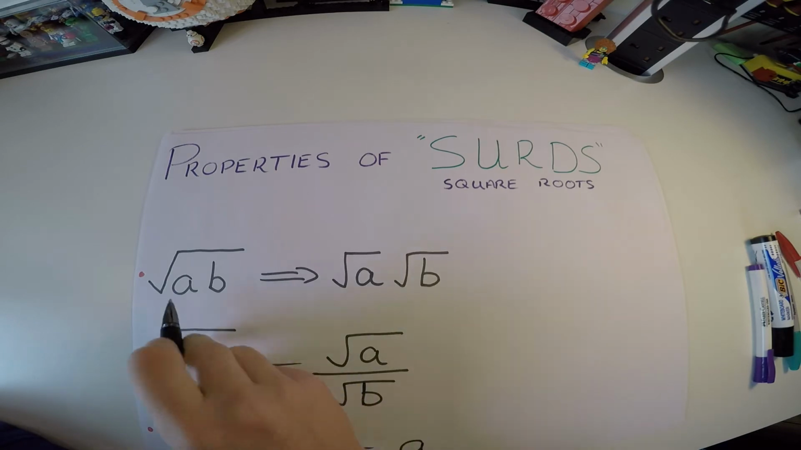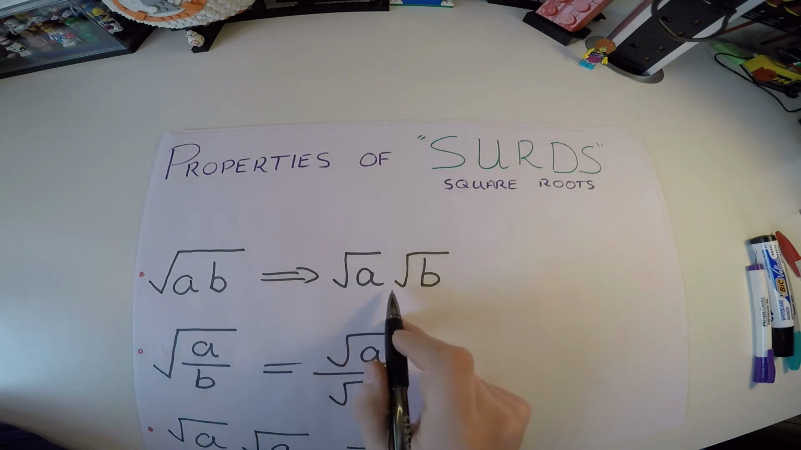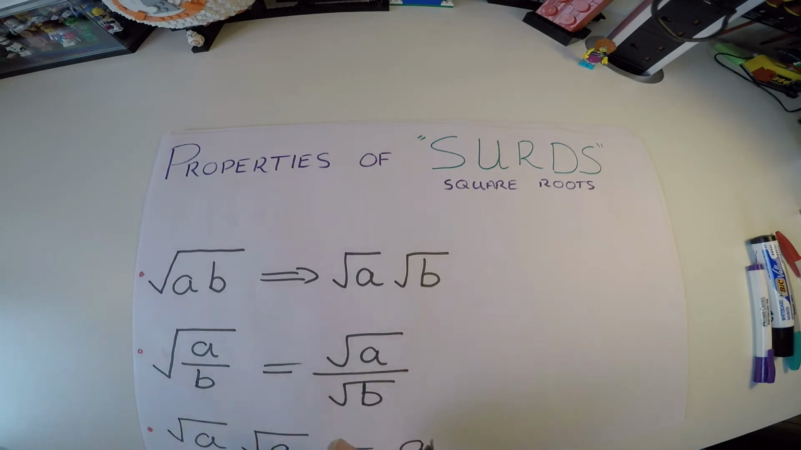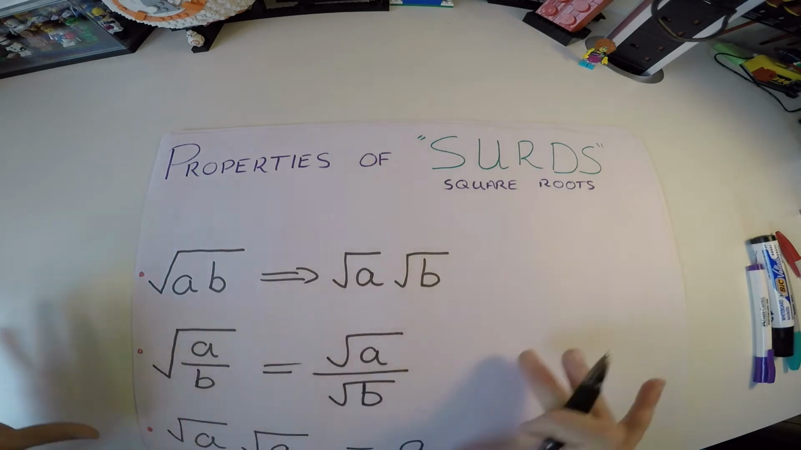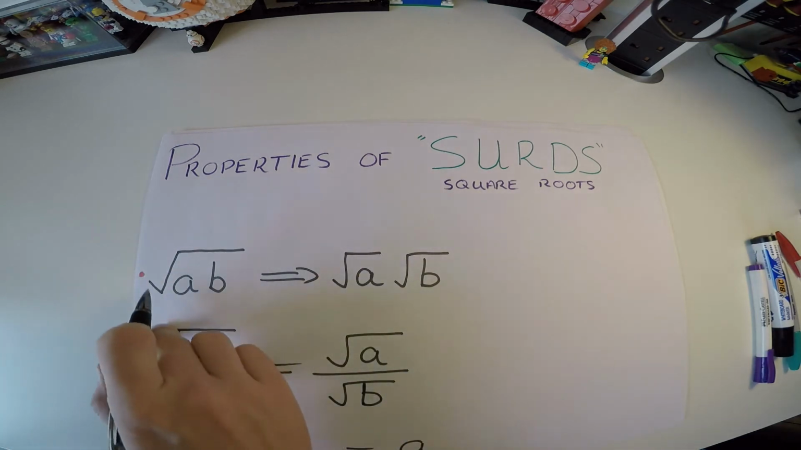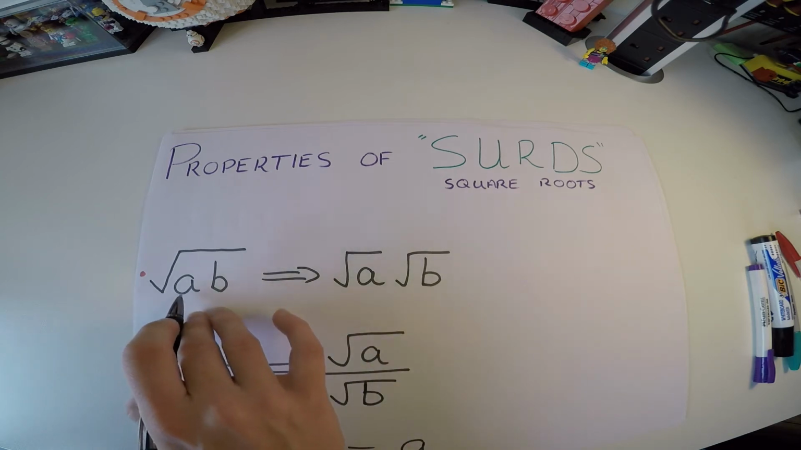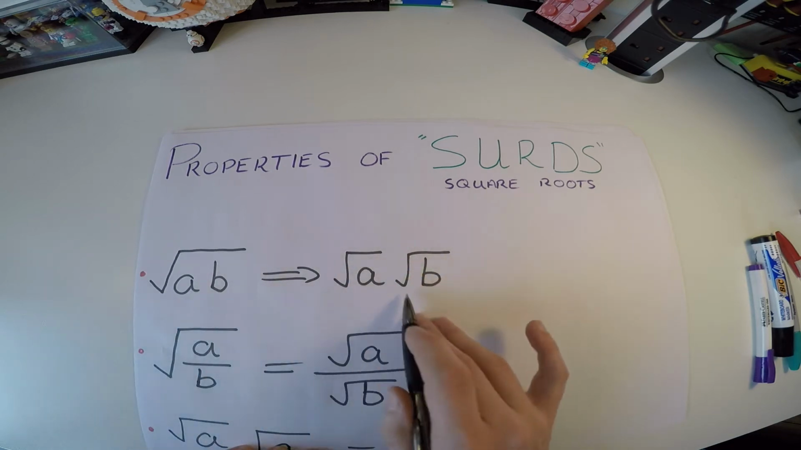So the first rule tells us that root a times b can be split into root a times root b. Now one thing I want you to notice is no plus or minuses in any of these. It's not as easy to split then. So just be aware that if it was the root of a plus b, I could not split that. But root a multiplied by b can be split by the properties of surds.